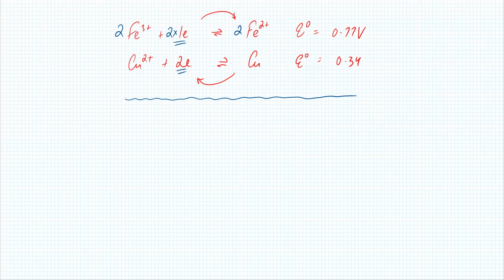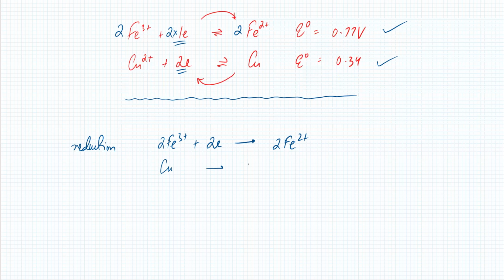So if I write this reaction, it's basically two reactions. The first one is in the forward direction. So let me quickly write that: 2Fe3+ plus 2 electrons, forming 2Fe2+. That's my reduction equation. And this one is in the backward direction. That's my oxidation equation: copper losing 2 electrons to produce Cu2+ plus 2 electrons. And this over here is my oxidation equation.